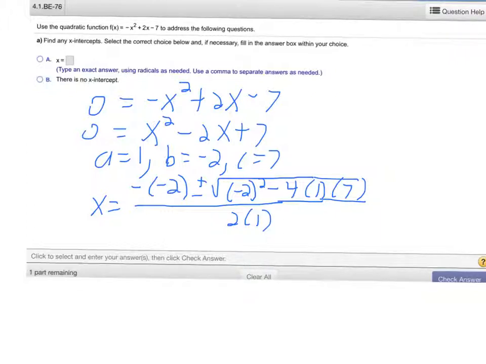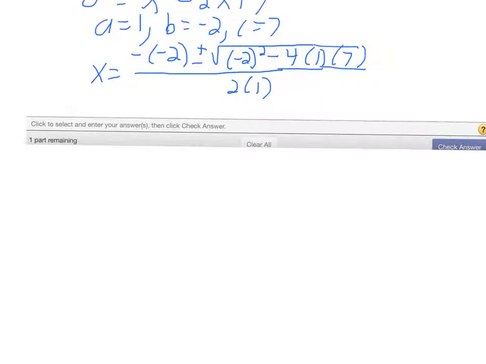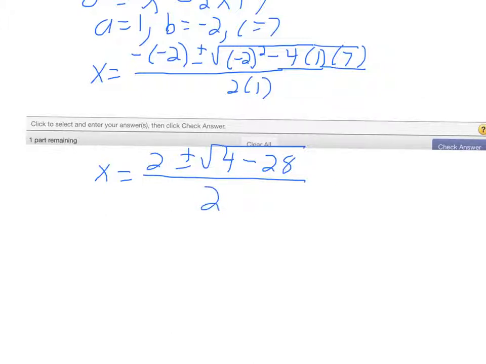And so this will come out to, let me move this up a little bit. So it'll come out to x equals 2 plus or minus, -2 squared will be 4. Then minus 4 times 7 will be minus 28, all over 2. And so that'll be 2 plus or minus the square root of -24, all over 2.